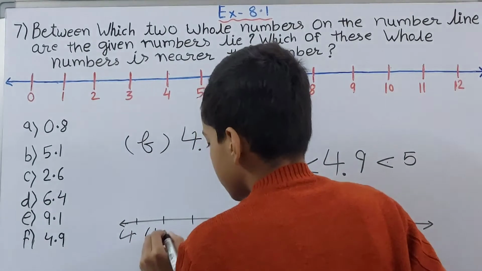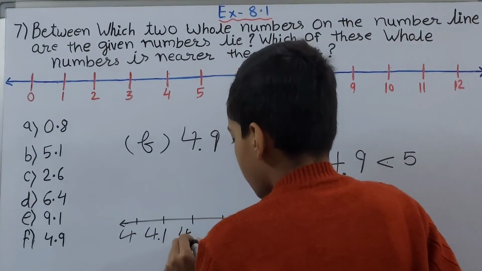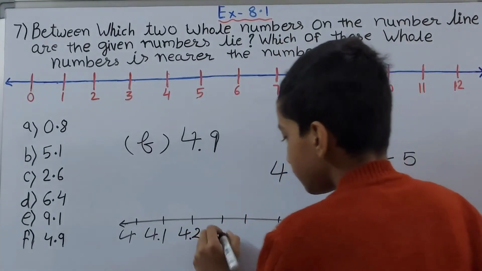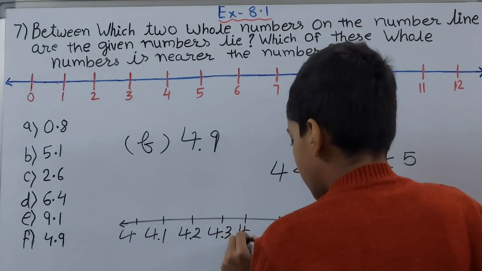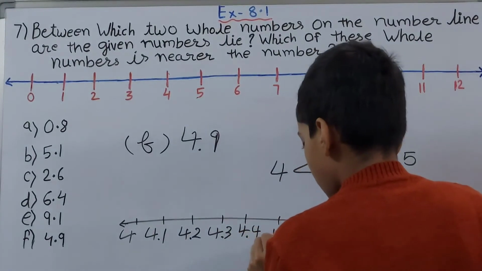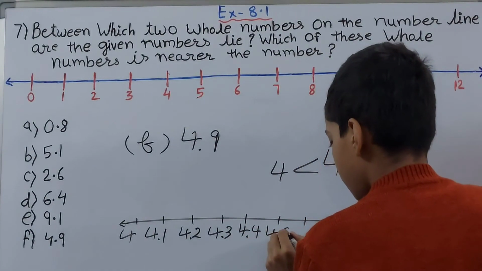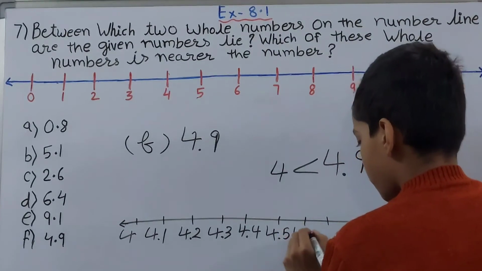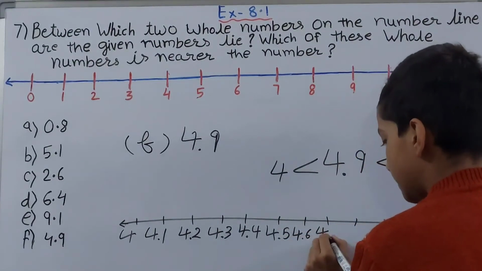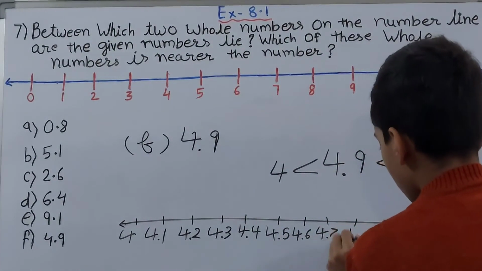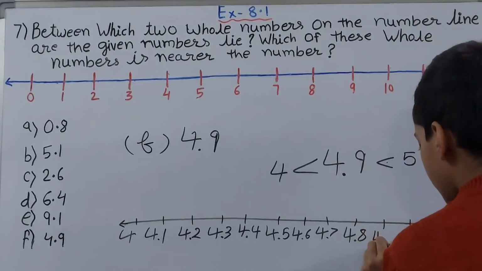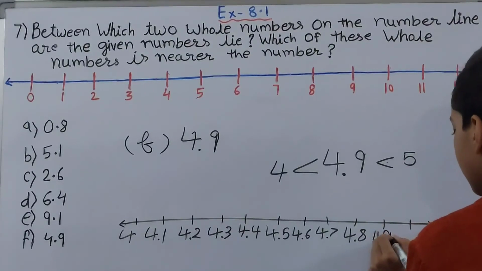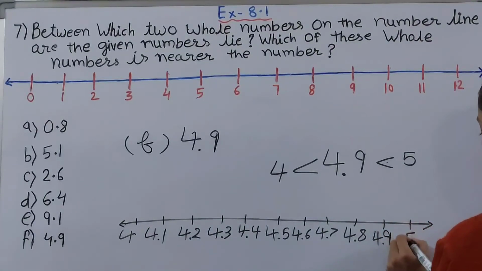So this becomes 4.1, 4.2, 4.3, 4.4, 4.5, 4.6, 4.7, 4.8, 4.9, and in the last over here we will write 5.